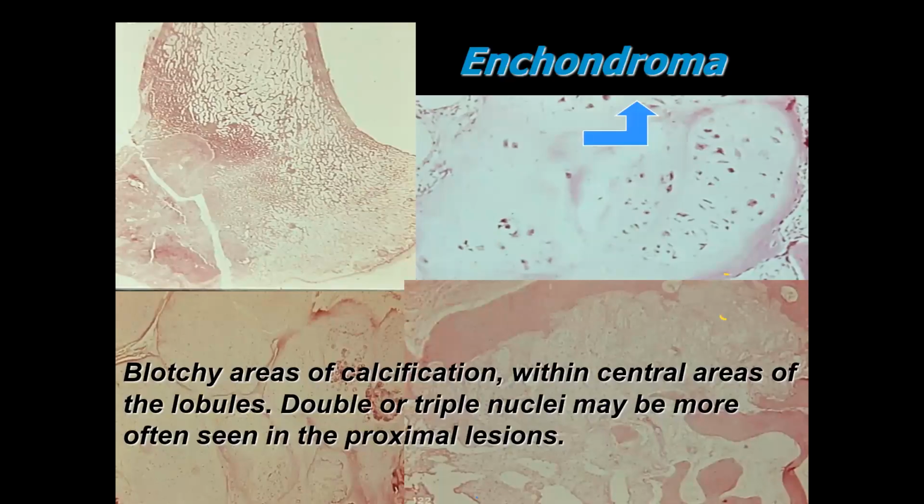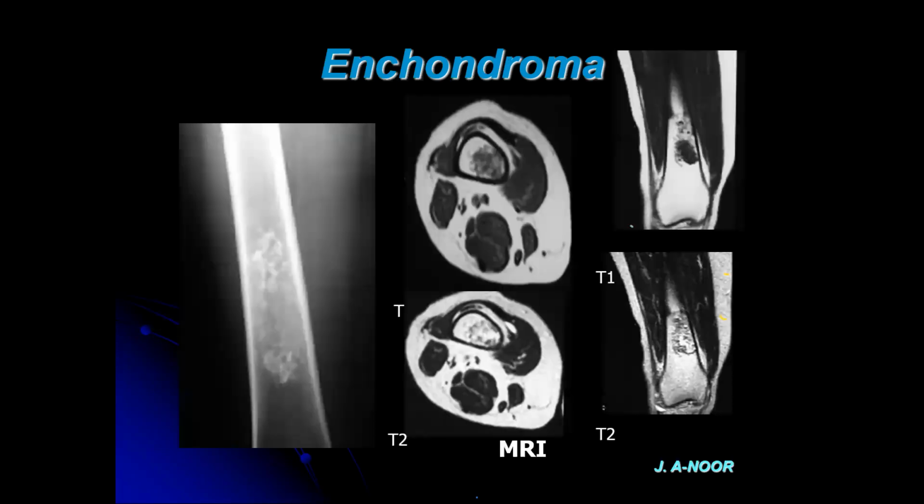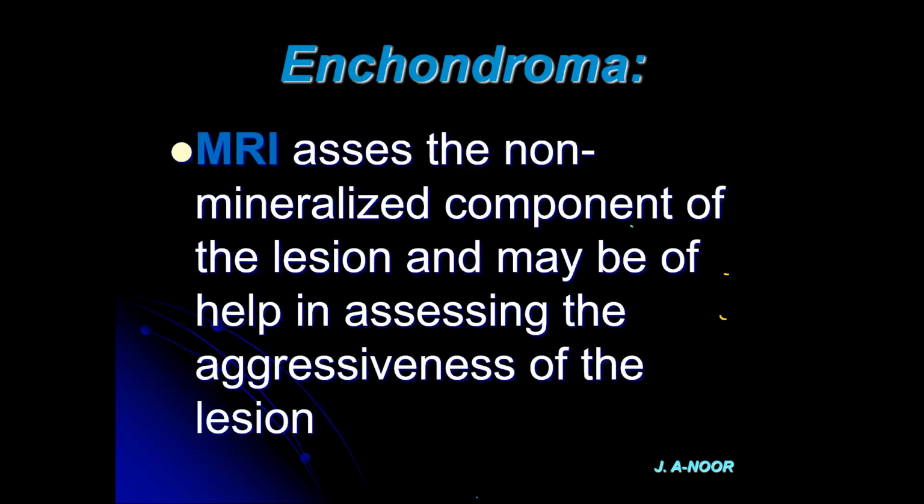These are blotchy areas of calcification within the central areas of the lesion, which may be more often seen in the proximal lesions. This is an enchondroma shown by CT scan, showing the calcification within the lesion. This is an enchondroma likewise. MRI assesses the non-mineralized component of the lesion and may be of help in assessing the aggressiveness of the lesion.